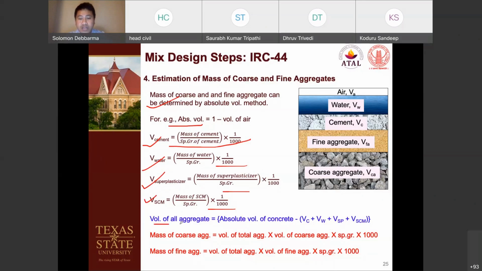So we can calculate the volume of all aggregate, which is the absolute volume of concrete subtracted by the summation of the volume of cement, water, and superplasticizer. And then we need to determine the mass of coarse aggregate, how much coarse aggregate and how much fine aggregate we need. From the previous slide, I think we can remember that volume is nothing but the mass divided by density times the unit weight of water, right? So we can use this equation to calculate the mass of coarse and fine aggregate, which is the volume of total aggregate times the volume of coarse aggregate times specific gravity multiplied by 1000. So this will give you the mass of coarse aggregate in kg per meter cube.